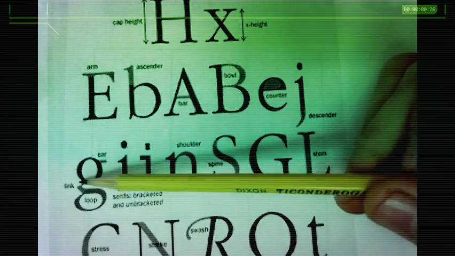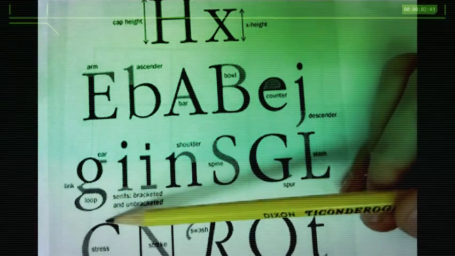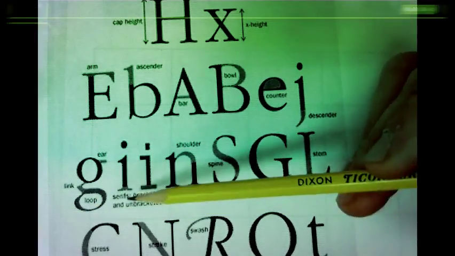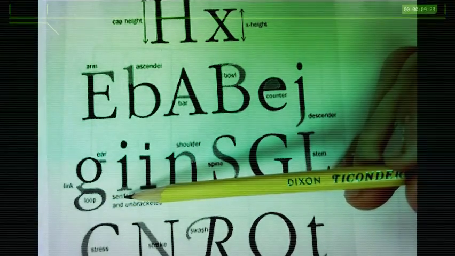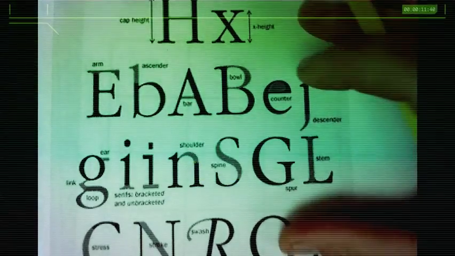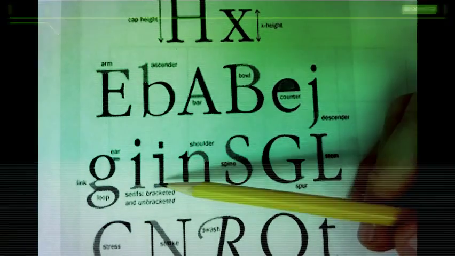So if you look on this fancy G, this part right here is called an ear. This is the link, so this links those two, and then the loop is the lower portion of the lowercase g.